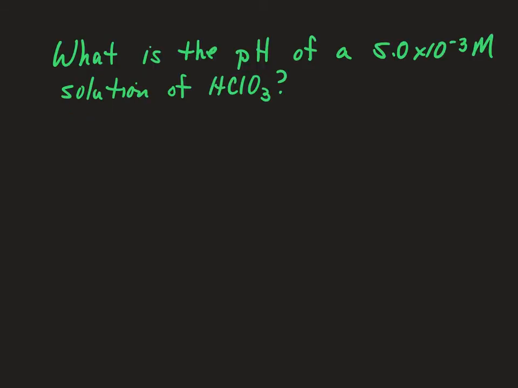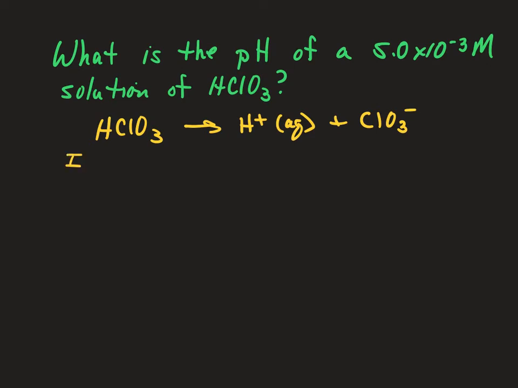What is the pH of a 5 times 10 to the minus 3 molar solution of chloric acid, right? Chloric acid is one of our strong acids, so we know that chloric acid will dissociate completely into hydrogen ions and chloride ions, right? And if our initial concentration of this is 5 times 10 to the minus 3, we have 0 of that and 0 of that initially. Our change is going to be that all of that dissociates.